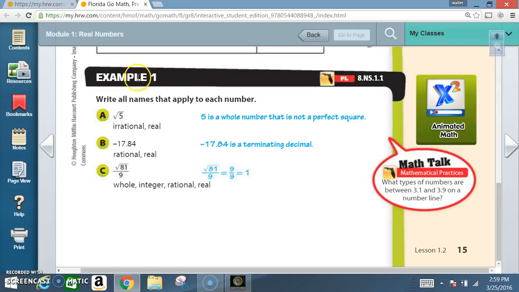Okay, let's take a look at example 1. Write all names that apply to each number. The square root of 5 ends up being irrational and real. Now here's why. Anytime you take the square root of a number, if it is not a perfect square, then it is automatically irrational.